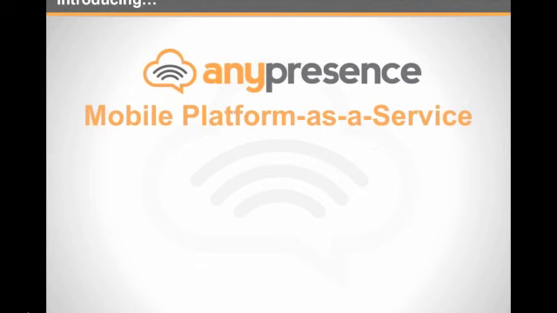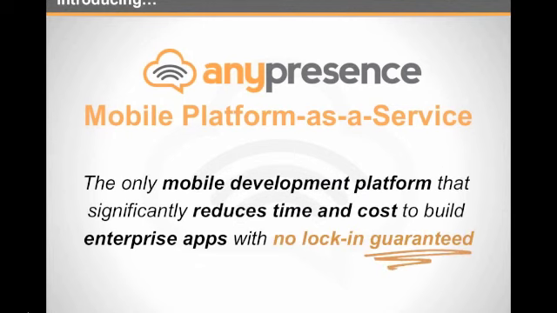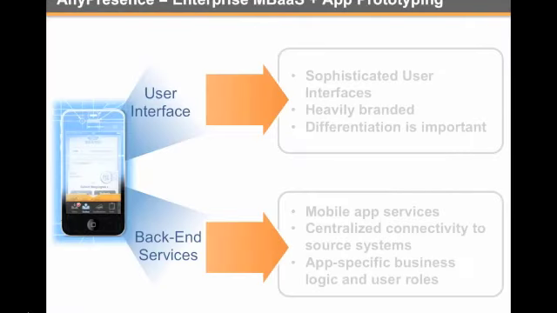So, AnyPresence, the solution that we've built out, is essentially a platform as a service that helps you reduce the time and cost of building these enterprise-class apps with what we call a guaranteed no-platform lock-in. And by that, we don't mean just you own your data, which you already do, but you have complete IP ownership of both the application code as well as the server, the backend as a service.